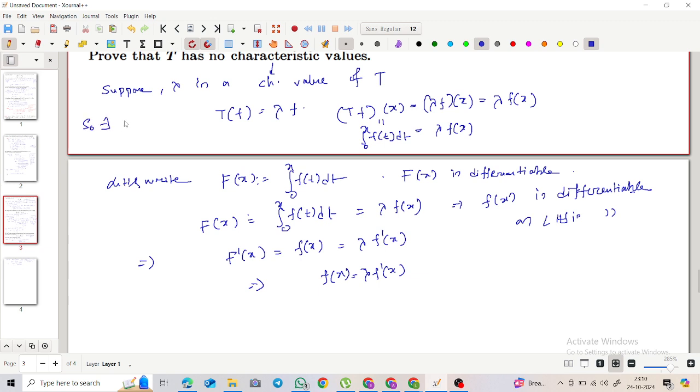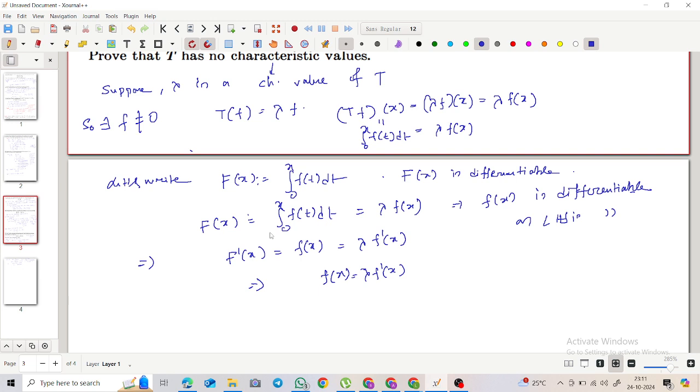So f has to be not equal to 0. For some f, Tf is lambda f, and for that f we are doing all these things. Now tell me what should we do?